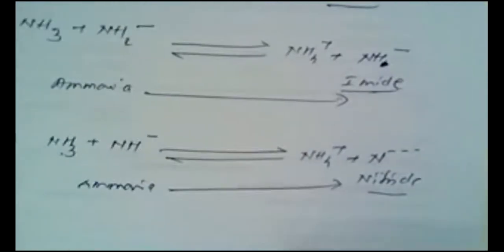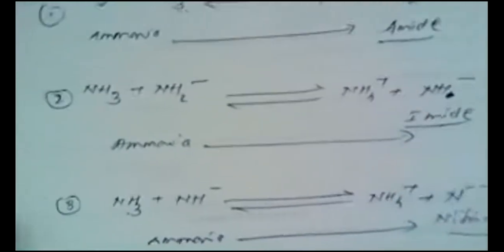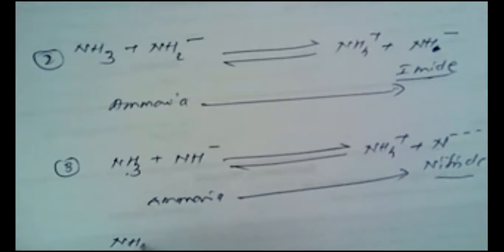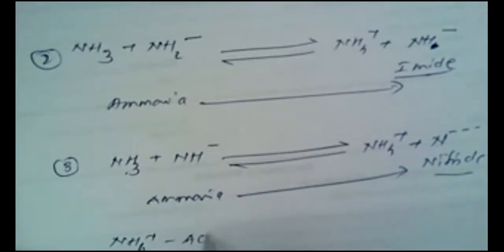So in three successive reactions, amide, imide and nitride have been produced during the course of reaction in liquid ammonia. Now here NH4 plus is regarded as an acid, and amide, that is NH2 minus, then imide NH minus.